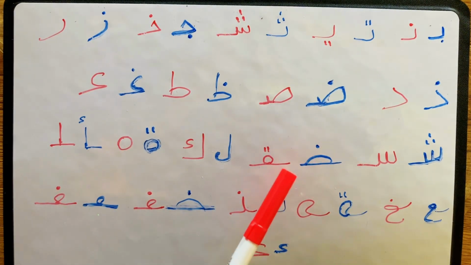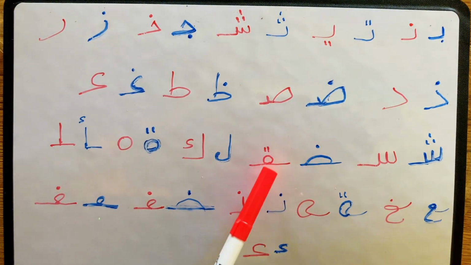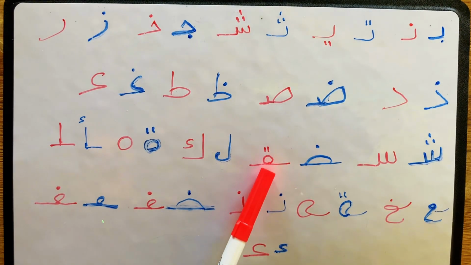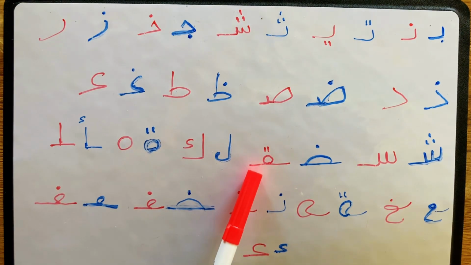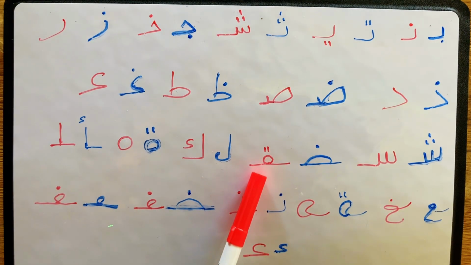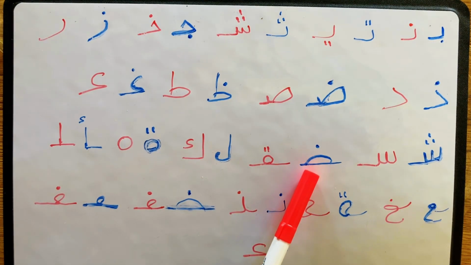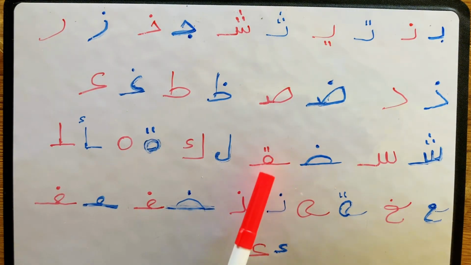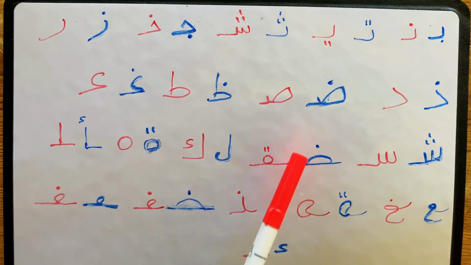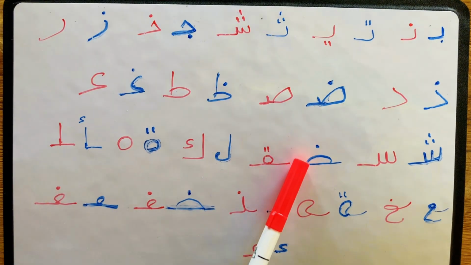Dadun, Qafun. You can see this similarity when it is written in this way. Dadun and Qafun have similarity, but only in this way. You can check our previous lesson about the position of each letter. Dadun, you can see how it has been written. Qafun, you can see how it has been written. Qafun has two dots. Dadun has one dot.